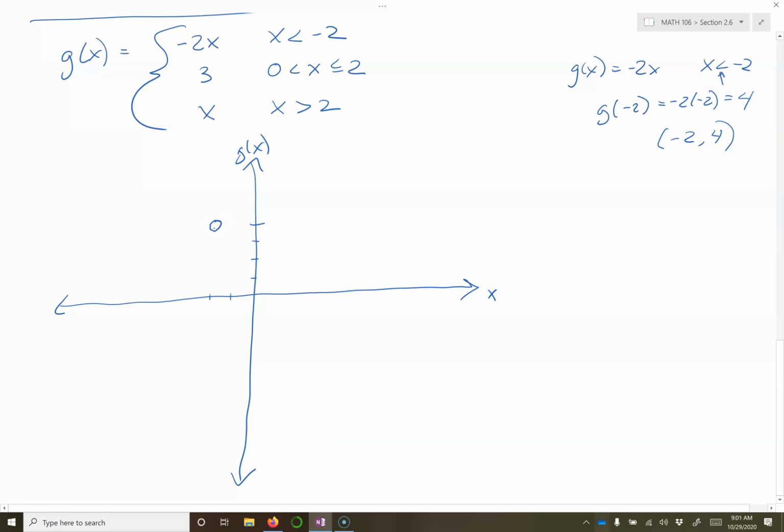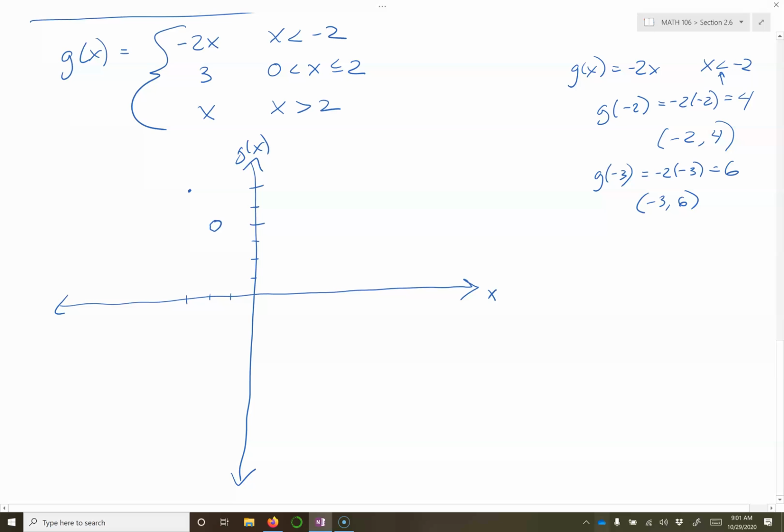Well, we have to find at least one other point. Since we're less than -2, you have to pick a number that's less than -2. So I might pick -3, right? That's less than -2, and see what we get. -2 times -3, we get a +6. So another point on the line -2x is going to be (-3, 6). We go to -3, and then up to 6. All right, so that's an actual point.